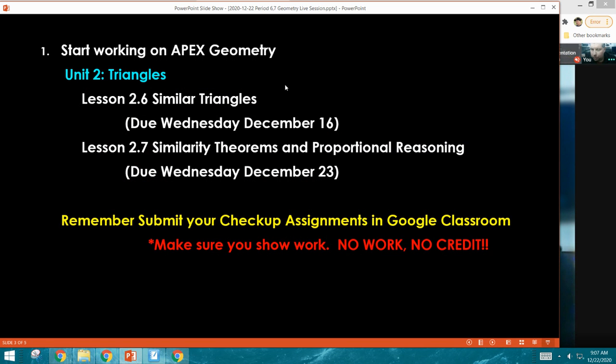All right, so wrapping up things before Christmas break. We've been talking about similar triangles, what it means to be a similar triangle, and what happens when you have two similar triangles. In this lesson that we're finishing up today, we are proving that two triangles are similar. We're showing how two triangles are similar to each other, and we'll review that again today. Make sure you're handing in all your assignments in Google Classroom and showing the proper work when you need to.